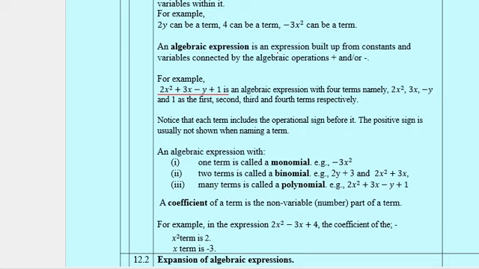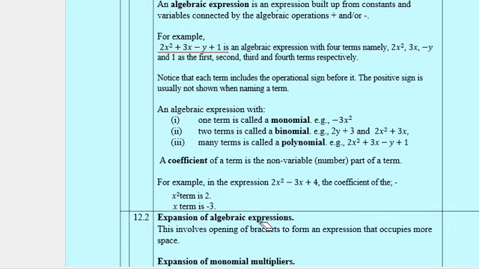So in other words, what you are seeing here, let me show it to you a bit. This 2 is what we call a coefficient. So it means that the 2 is not a term, but this x can be a term, but this 3 can't be a term, for it is a coefficient. So let's proceed. They are giving you some examples, that the coefficient of the term x squared is 2, and of x is negative 3.